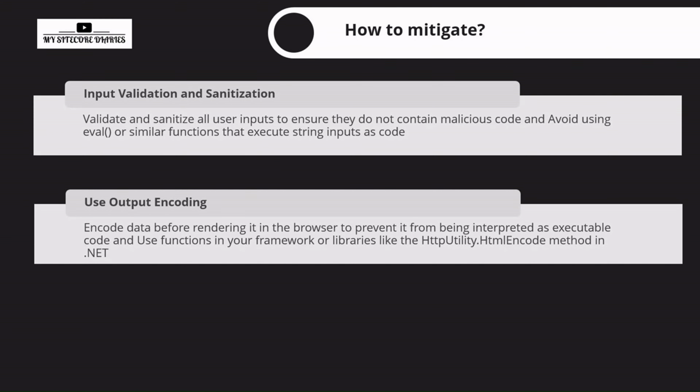Next is output encoding. It encodes the data before rendering it in the browser to prevent it from being interpreted as executable code. Use functions in your framework or libraries, like the HttpUtility.HtmlEncode method in .NET. When you are passing data, there might be a case where you are using some tags which might be treated as code. To avoid that, you can use output encoding methods like HttpUtility.HtmlEncode, which will encode those things.